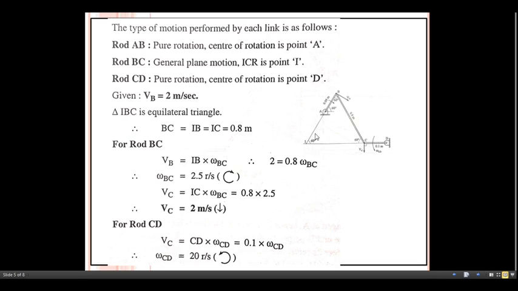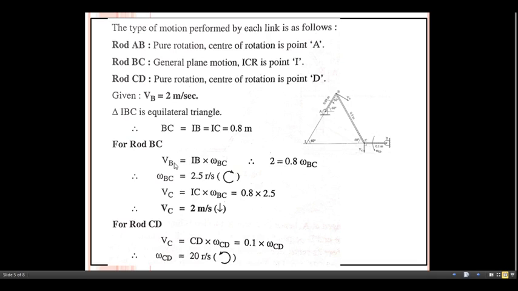Now, by considering this IBC as an equilateral triangle, in this case BC, as I already discussed, BC equals IC equals IB equals 0.8 meter. Now consider the rod BC, and consider end B of this rod BC. So what do we get here? VB is nothing but IB multiplied by the angular velocity of the same link. My target is to get the value for the angular velocity of the link BC.